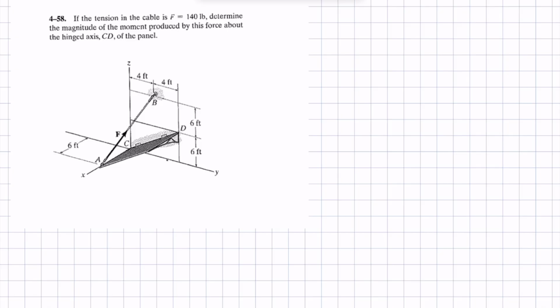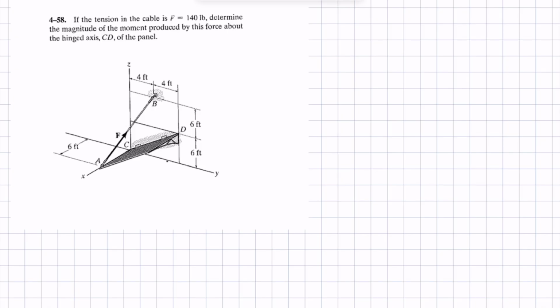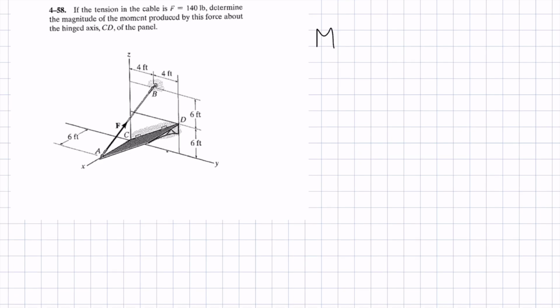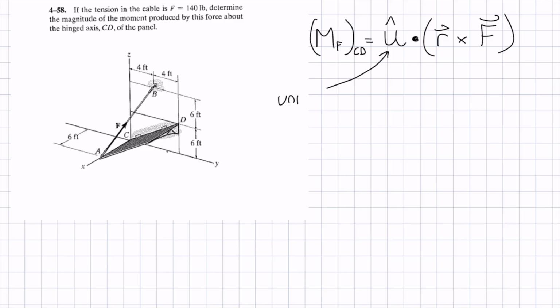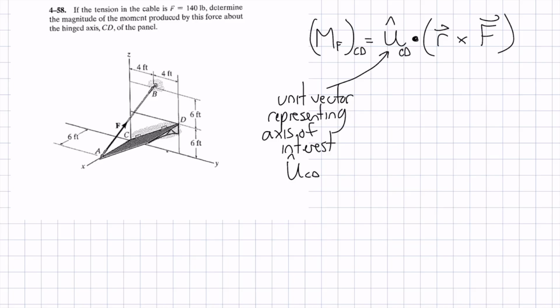So if you remember from class, in order to calculate that, we're going to need the moment of F around CD. That's going to equal the triple scalar product, which looks like this. So what do we need? Well, first of all, just to remind you, this is a unit vector representing the axis of interest. So this would be UCD. F, of course, is just the force vector.